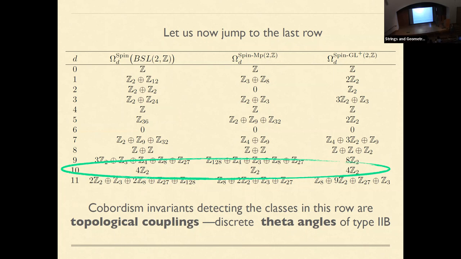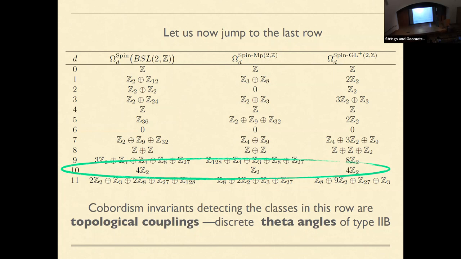Here is omega 10. What this group tells me about today, but it does tell me about verbal.